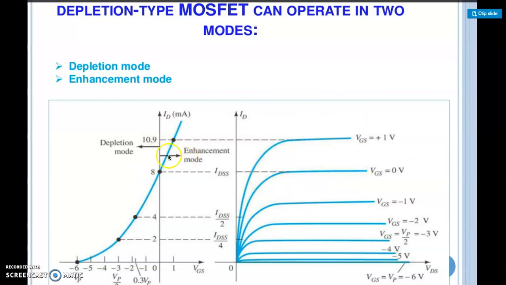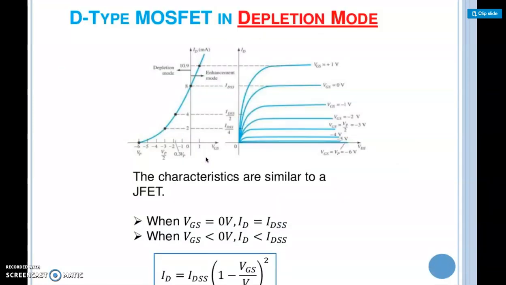The same can be said in the transfer characteristic. This is depletion mode with VGS equal to negative volts. And with VGS equal to positive voltages, enhancement mode we are going to come across. So this is all about the D-type MOSFET, and the same equation that we have seen with respect to JFET is going to hold true. ID equal to IDSS into bracket 1 minus VGS by VP. So here VGS is a negative voltage or 0 voltage.